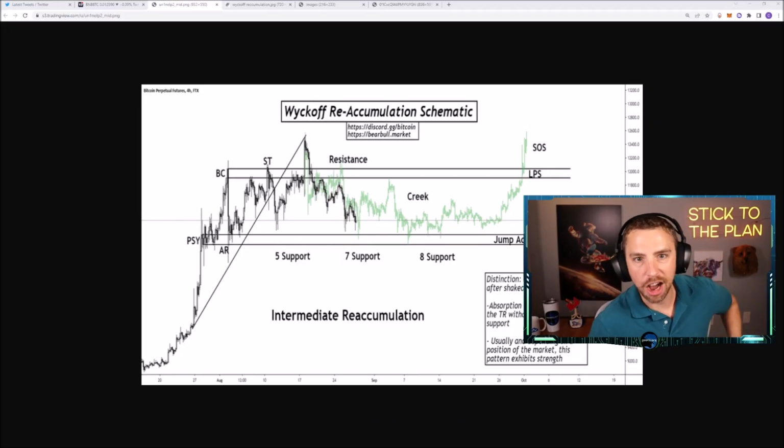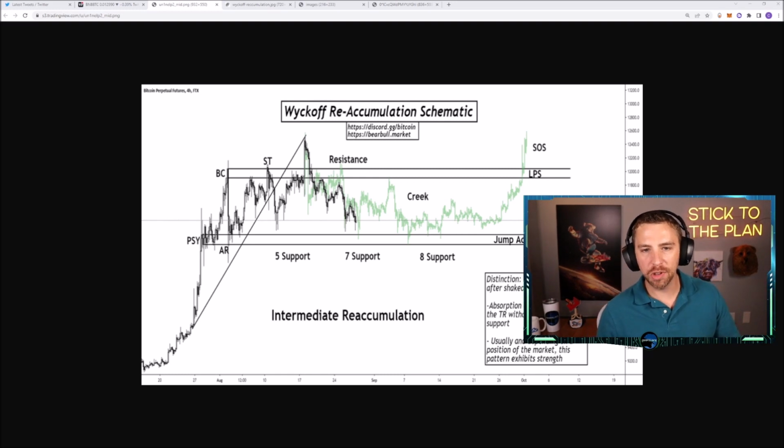Here's what we're going to talk about. What I want to have a conversation on is reaccumulation, traditional Wyckoff reaccumulation. Let us look. There are several schematics.